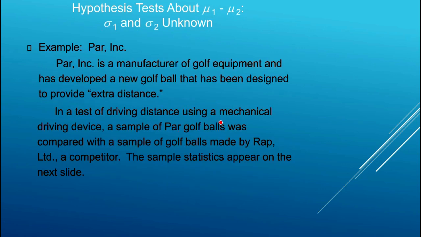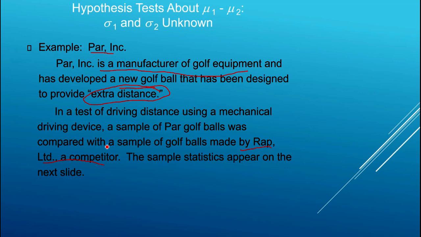So in order to demonstrate the way that this works, I'm going to use this example of PAR Incorporated. We're going to pretend here that we're a manufacturer of golf equipment, and we designed a new golf ball. And we want to make a statistical claim that our golf ball has better driving distance than our competitor's golf ball, where our competitor's is RAP. They're our closest competitor. And so we're going to collect two different samples, one from a population of our golf balls and one from the population of our competitor's golf balls.